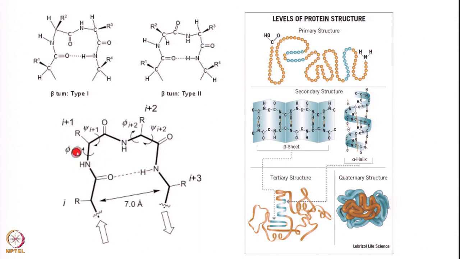And there are two torsion angles indicated here. These actually determine the relative orientations of these groups. They are called phi and psi. We will describe more about it.